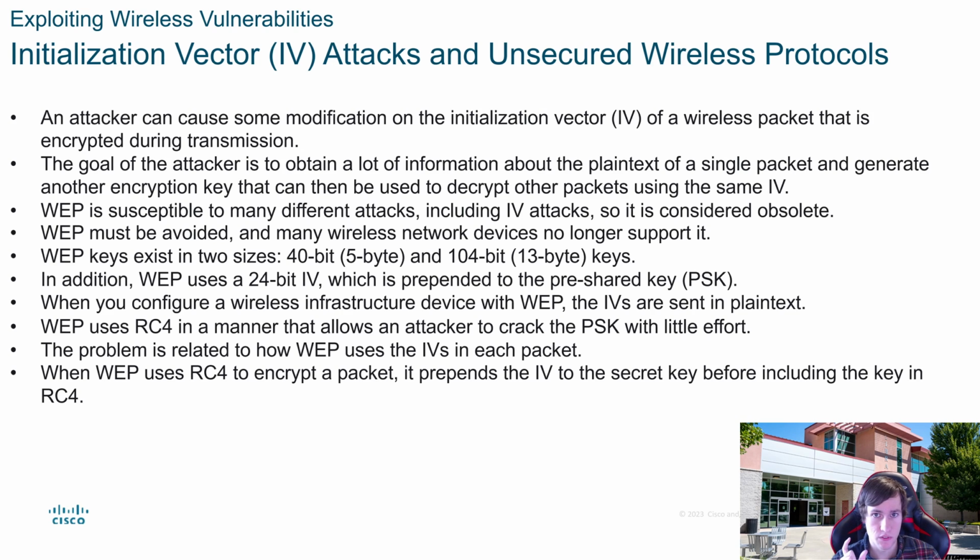If they can get the plain text of a single packet, or the IV, the initialization vector, then they can go ahead and use that to decrypt all the other packets they've already collected. WEP is susceptible to many different attacks, including IV attacks, so it's considered obsolete. If that IV is unencrypted, it's still going to use the same prepend, which here uses a 24-bit IV, which is prepended to the pre-shared key, right? So this part is plain, and this part is secured.